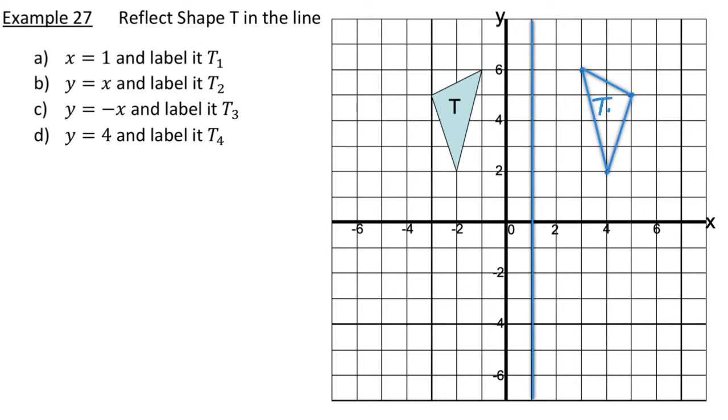Part b, we're going to reflect T in the line y equals x and label it T2. So y equals x is the diagonal line and crosses through all the points from 0, 0 up to 6, 6, and so on. So now what we need to do is count squares in a direction that's perpendicular to the mirror line, which is going to be diagonally. So we'll count from each vertex diagonally. So from here to the mirror line, we go diagonally across 2 squares. So then we'll replicate that on the other side, and we'll end up at 2, minus 2.